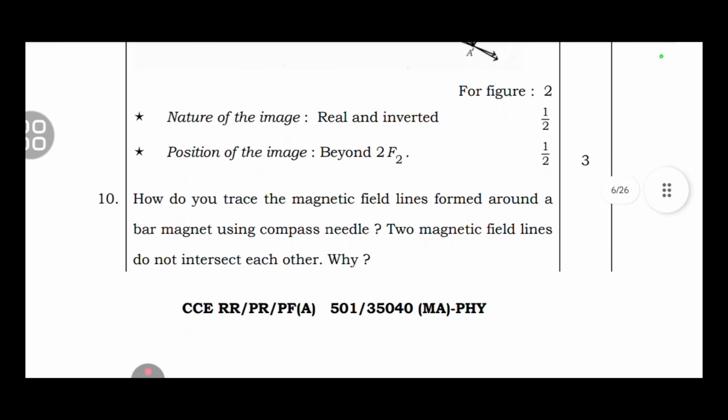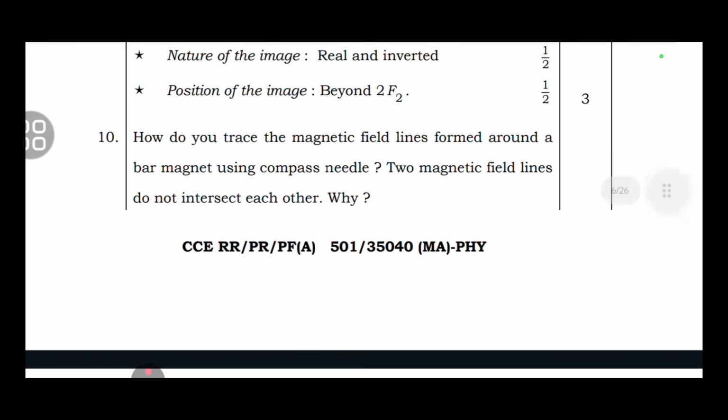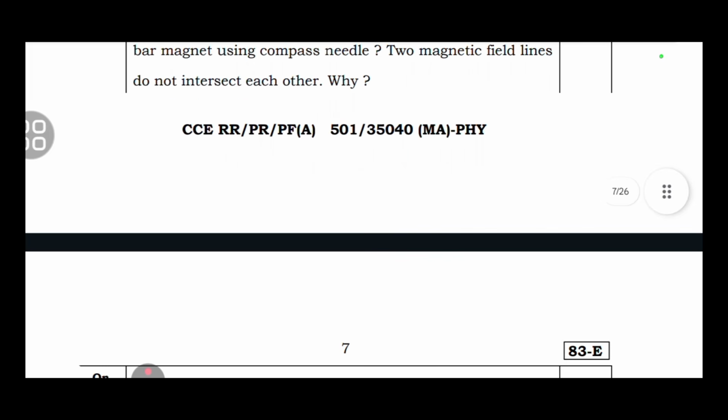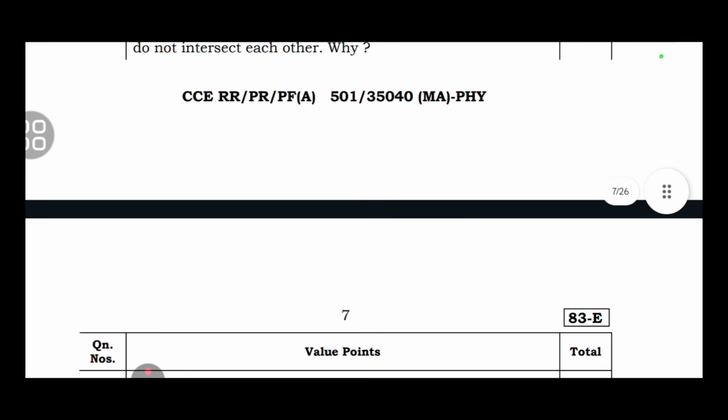For the figure, it is 2 marks, half of 1 mark and 2 marks. Combining them, it will be 3 marks. How do you trace the magnetic field lines around a magnetic compass needle? Two magnetic field lines do not intersect each other. This is from magnetic fields of electric current.